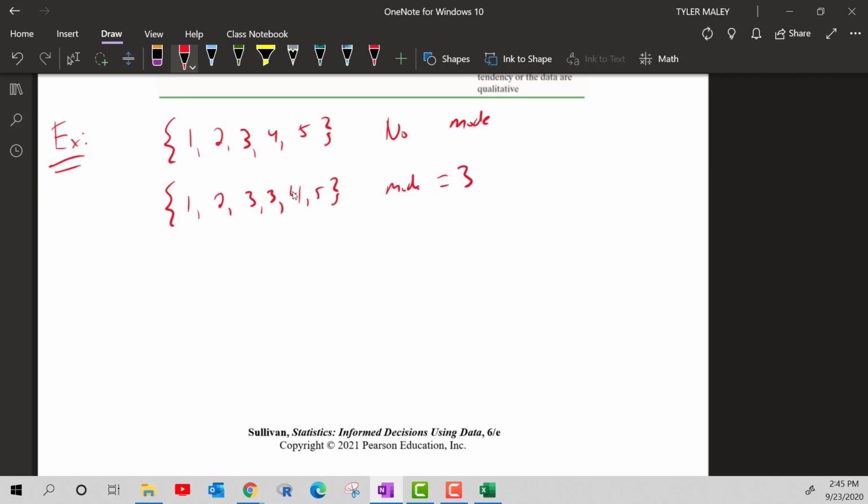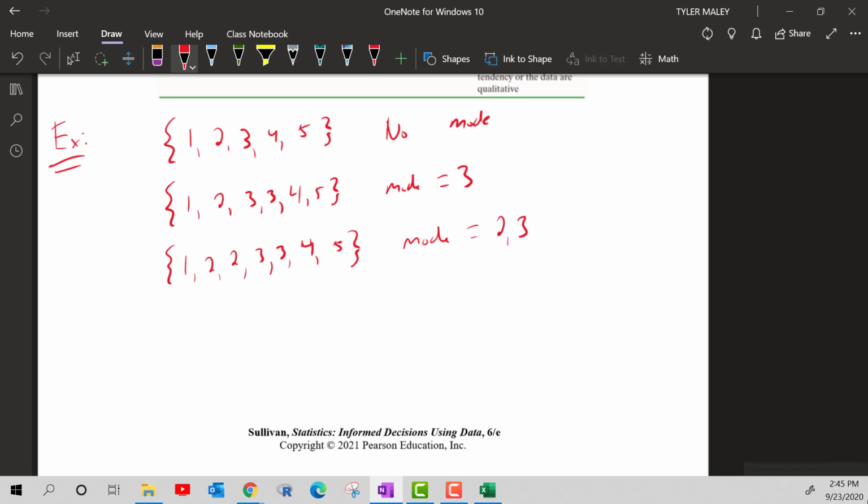And then the next one is 1, 2, 2, 3, 3, 4, 5. So in this case, I have the numbers 2 and 3 both occurring twice. So they're actually both going to be the mode, right? So this is a case where you could have more than one mode. So the mode would be both 2 and 3, right? They both occur the same number of times.